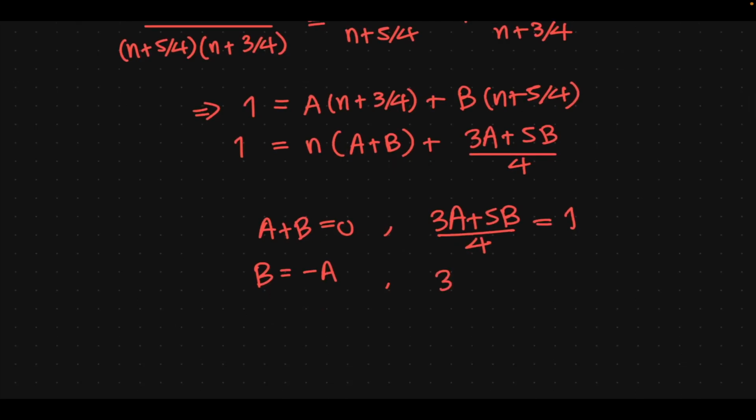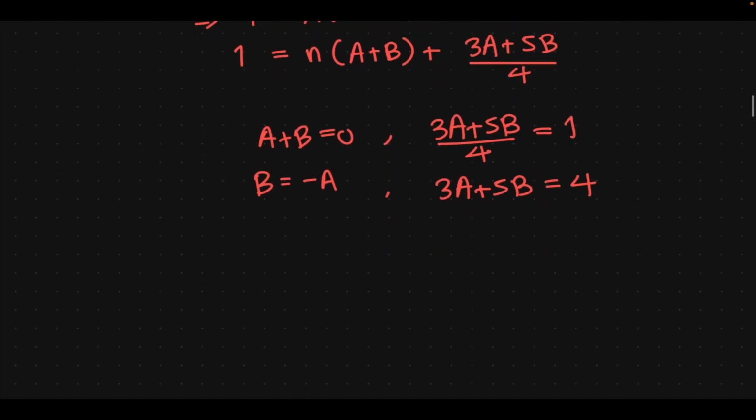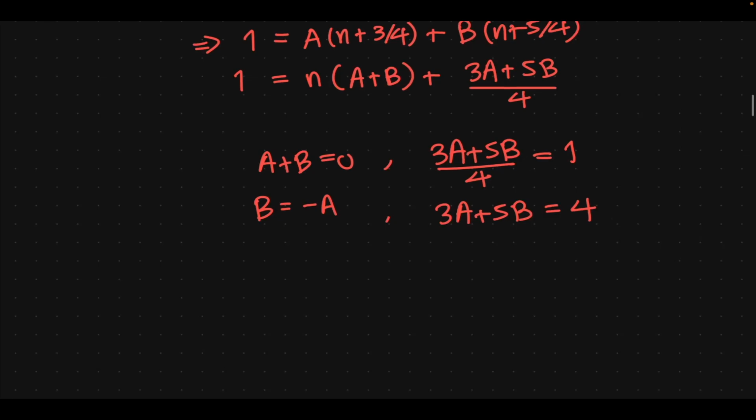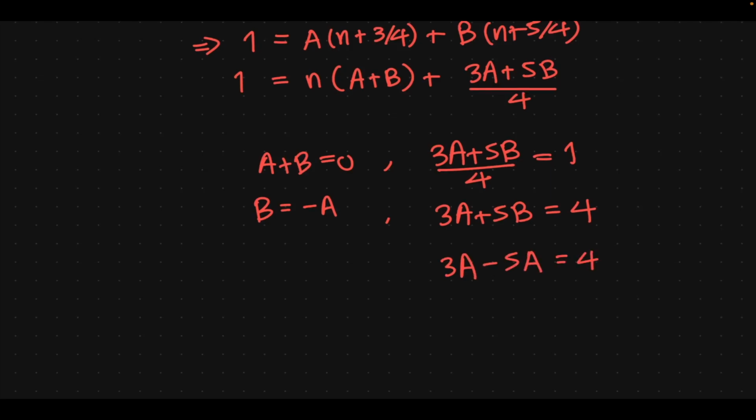This equation gives us 3a plus 5b equals 4. Let's plug in b equals minus a into the second equation. We're solving two equations simultaneously. Now that gives us 3a minus 5a is 4. So a is -2 and b has to be +2.